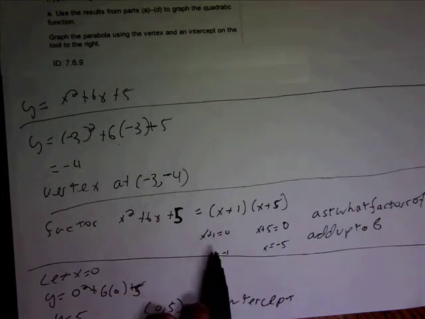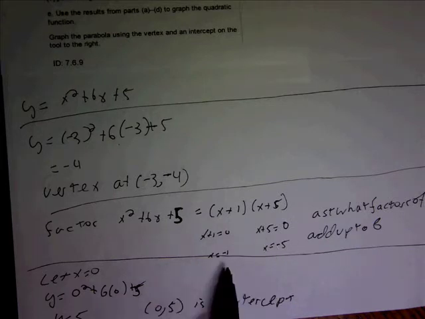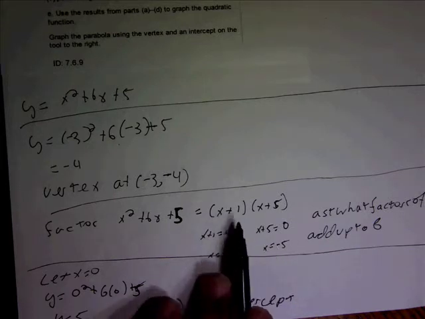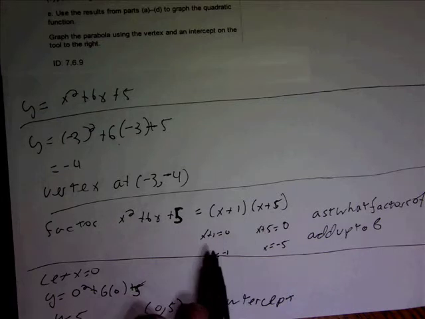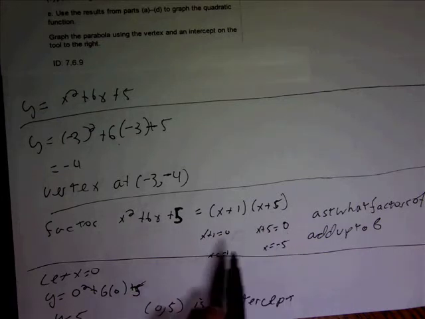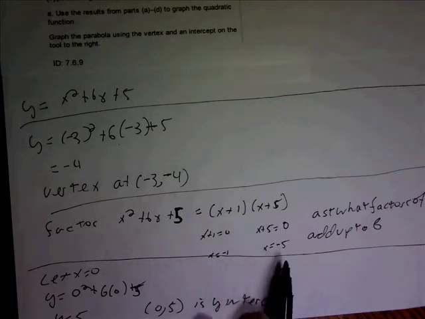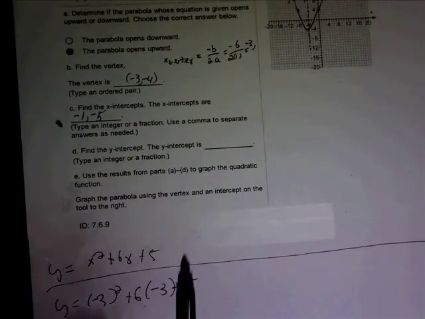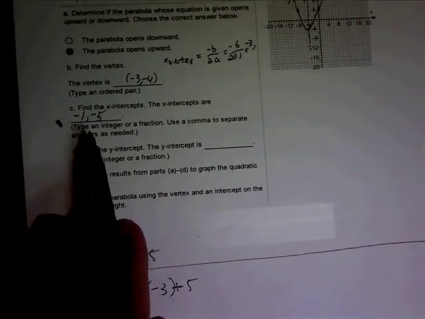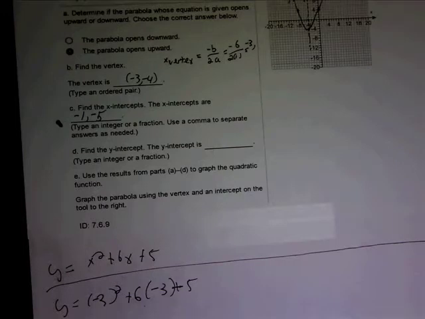So I set each factor equal to 0 and solve for x. That's one factor, x plus 1 and x plus 5. So I set each factor equal to 0 here and I solve for x. One of the factors is -1, the other factor is -5. Those are my x-intercepts, -1 and -5. Okay.